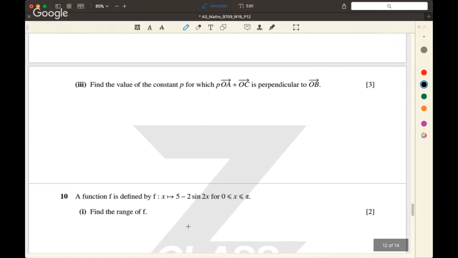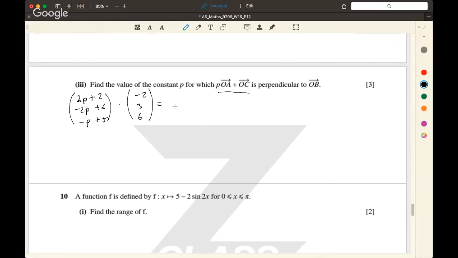So now we want the value of some constant for which this line here is perpendicular to OB. Well, what is this line? I'm just going to write it out. It's going to be 2p plus 2, minus 2p plus 6, minus p plus 5. And we are dotting this with OB, which is minus 2, 3, 6.